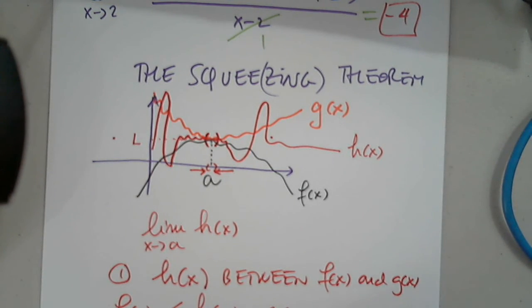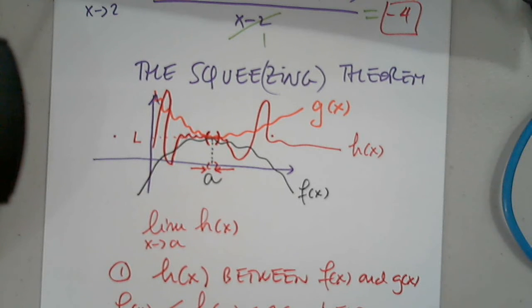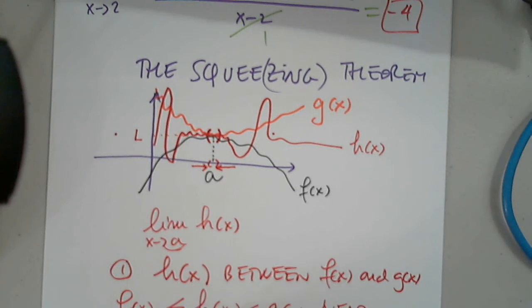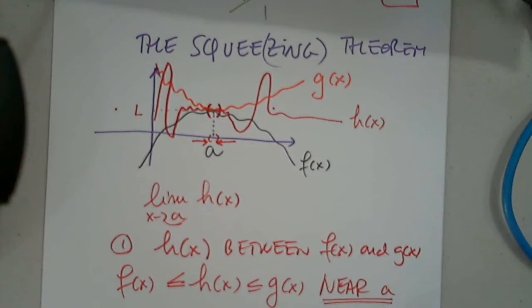But it's very important. Near a. Not everywhere. We're not interested in everywhere. I'm interested in the vicinity of a. And then in number two, obviously I see that the limit of f of x as x approaches a equals the limit of g of x as x approaches a, and they equal L.